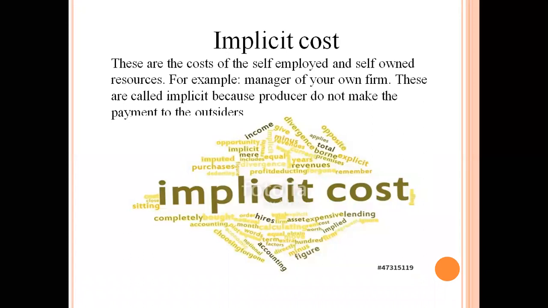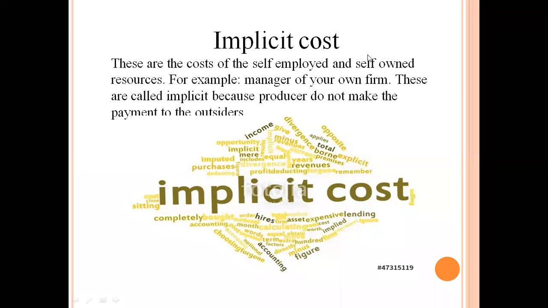अब ध्यान से सुनना बेटे. You have taken your building on rent. You have a factory, and the factory which you are running is on rent. In that case, definitely you would be paying rent to outsiders. Yes or no? Because you have the building or the factory on rent, so definitely you will be paying the rent to outsiders. That is the explicit cost.